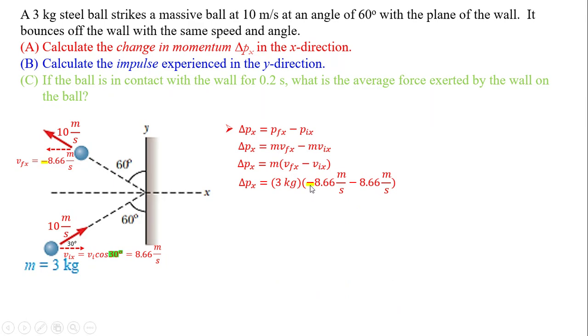Okay, so this negative sign is essential. If you don't put the negative sign, you're going to jack up your work. So VFX is pointing leftward, so therefore it's negative 8.66 minus VIX, but VIX is pointing right, so it would just be 8.66. So here we have a negative 8.66 minus another 8.66, and that would just give us the difference of negative 17.32, and then we can just multiply that by the mass, and the mass being 3, which is given in the problem. Other than that, calculator work, you'll get a change in momentum of negative 51.96 kilograms meters per second.